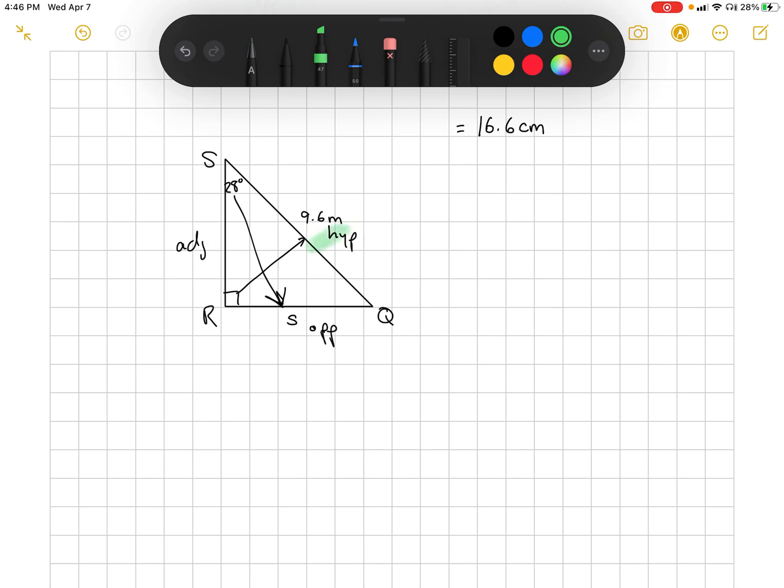Now we have the hypotenuse and we're looking for the opposite. Opposite and hypotenuse is sine. So sine of our reference angle S is equal to opposite over hypotenuse. Substituting in our numbers, sine of 28 degrees is equal to our opposite side, little s, over our hypotenuse of 9.6 meters. Again, we have to get the s by itself, so you multiply both sides by 9.6 meters.